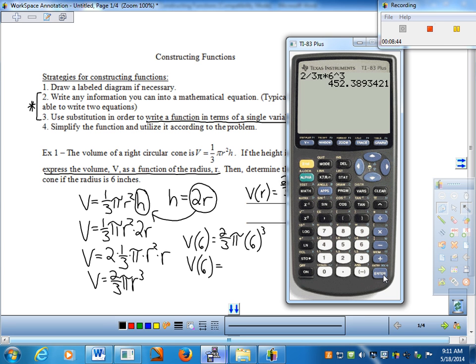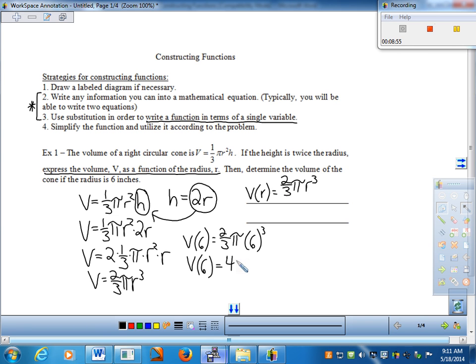Sounds great. I'm going to go ahead and write that answer down right in here, in the answer spot, potentially with some units behind it. But I've got about 452.39, and that's looking nice.